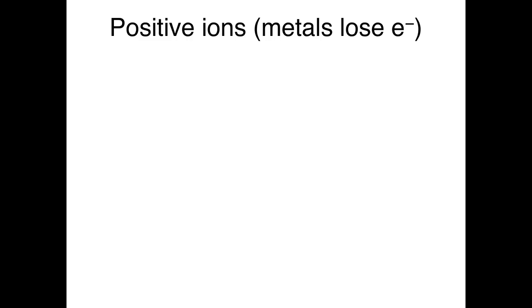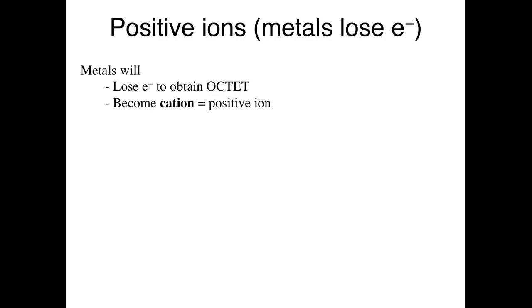The positive ions are the ones that lose an electron. And remember, metals love to lose electrons. And they will lose electrons to obtain that octet. Once they lose that electron, their positive-negative balance is now off. Since now they have more protons than electrons, they will become a positive ion. A special name for a positive ion is a cation.